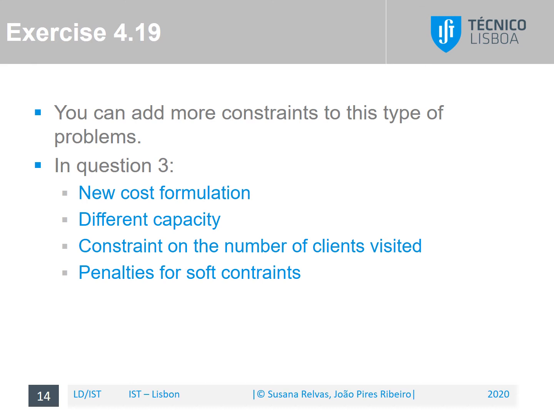We explored only one type of constraint. However, this type of problems can handle several constraints at the same time. In question 3, not only we have a new cost formulation, but also different constraints. A hard constraint on the truck capacity and soft constraints. That means problem constraints that we would like to be true but can be neglected in this exercise with an added cost. I hope that you are able to explore these exercises and follow up with the online feedback quiz.